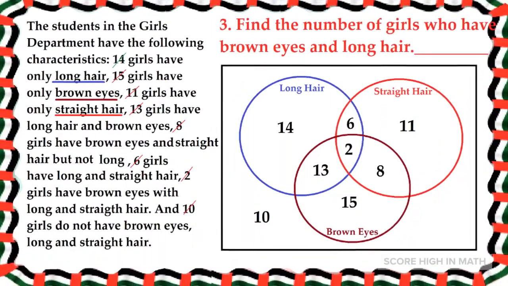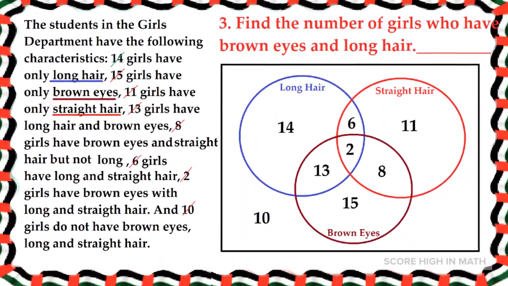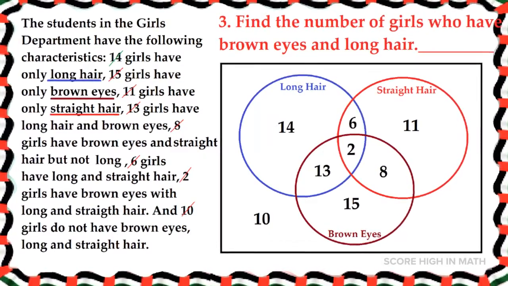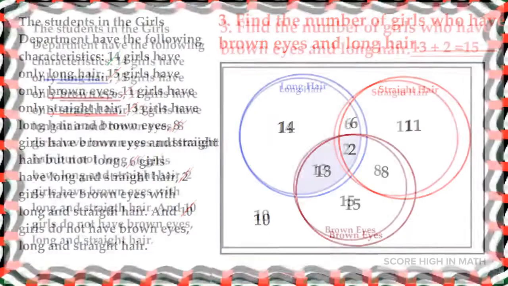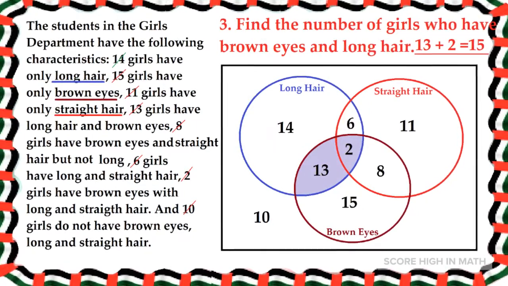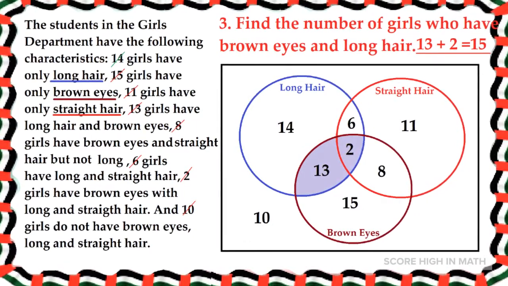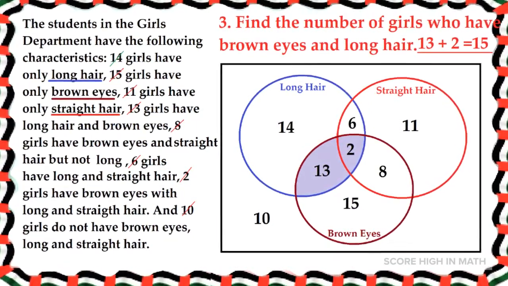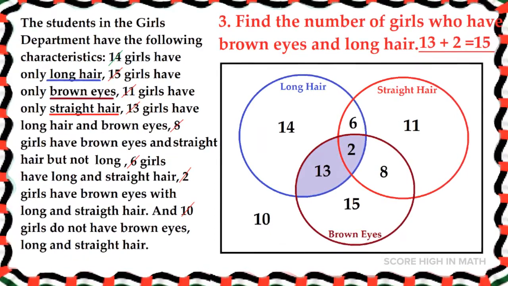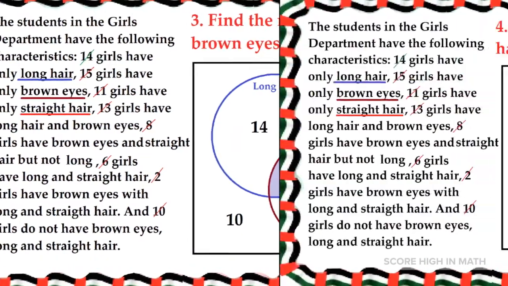Now, how are we going to find the number of girls who have brown eyes and long hair? Oh, it is the same. It is the intersection of the long hair and the brown eyes. So it is 13 plus 2, it is equal to 15.